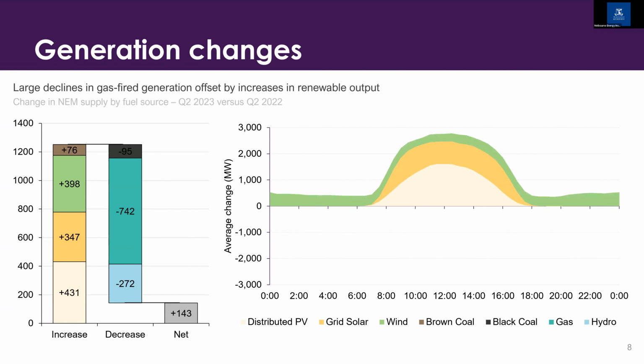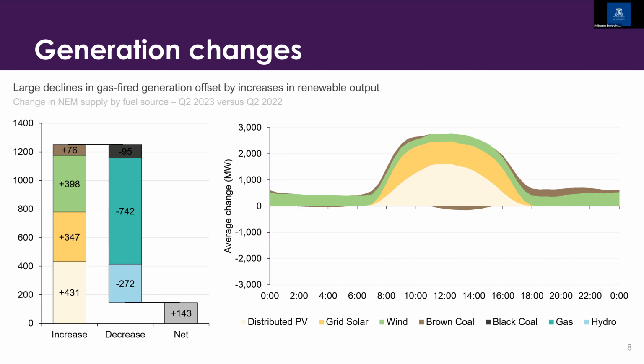Next one is around 400 megawatts increased from wind. And you can see that happens across all hours of the day, maybe a little bit less during the middle of the day, but it's definitely an increase everywhere. Next one is brown coal. You can see an increase in the morning and evening, and a slight decrease in the middle of the day, netting out to an increase of 76 megawatts.